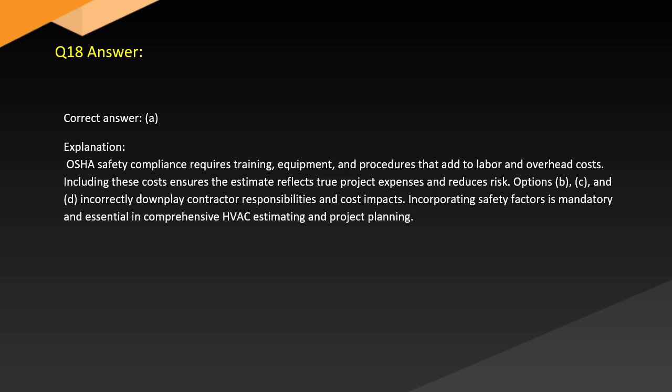OSHA safety compliance requires training, equipment, and procedures that add to labor and overhead costs. Including these costs ensures the estimate reflects true project expenses and reduces risk. Options B, C, and D incorrectly downplay contractor responsibilities and cost impacts. Incorporating safety factors is mandatory and essential in comprehensive HVAC estimating and project planning.